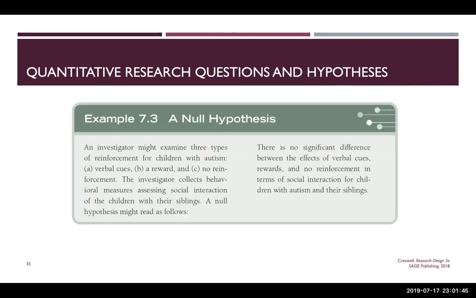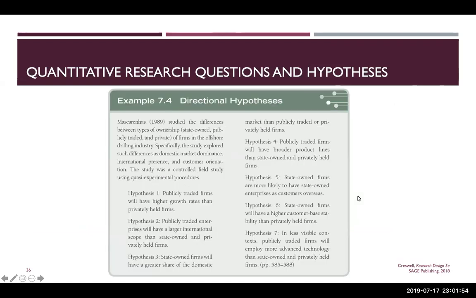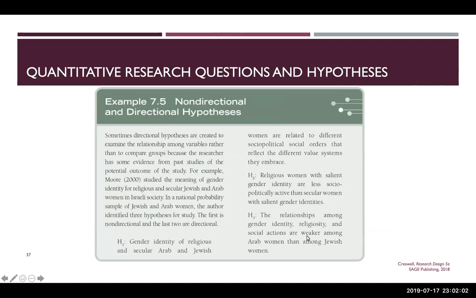Here's an example of a null hypothesis. It's over here. There's no significant difference between the effects of verbal cues. Here's an example of a directional hypothesis, actually several. Here's 7 of them to be exact. So these are all directional hypotheses. Here's an example of a non-directional, which is this one right here. So this first one, and then these two are directional hypotheses.